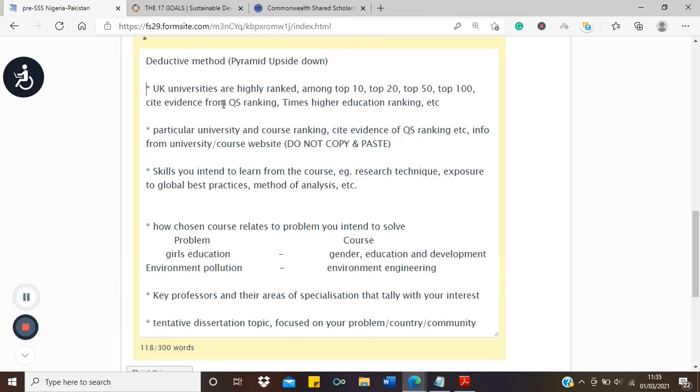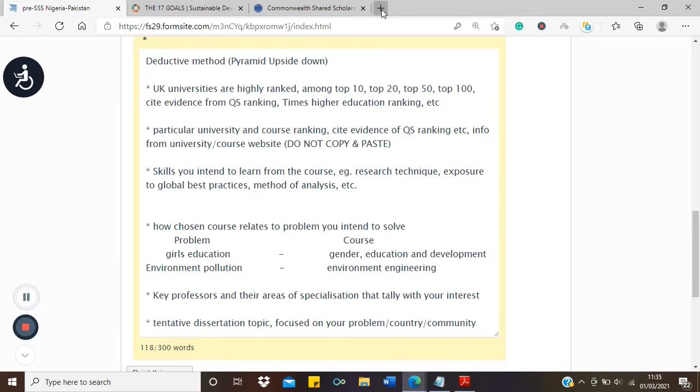Then talk about the particular university you're applying to. How is your university ranked? And how is the course you're applying to ranked? Because there's not just university ranking, but there are also course rankings. So let me try to quickly show you an example of what I mean. Let's go to one of these university rankings. Particularly, let's go to the QS ranking.